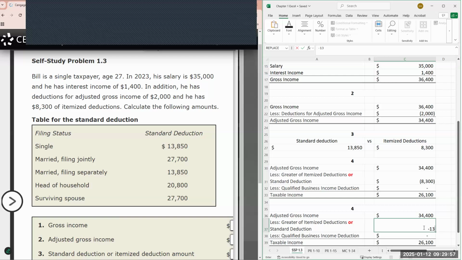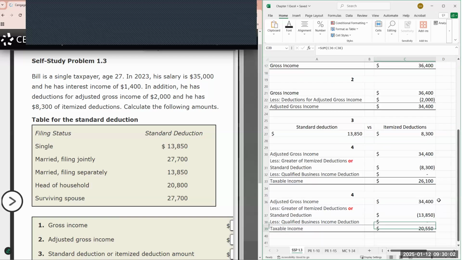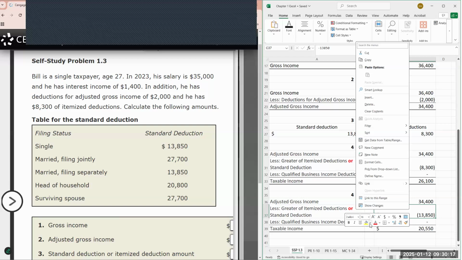If he takes the standard deduction, now we see that the taxable income is only 20,550 in comparison to 26,100. So he basically gets to keep about $5,000 more of income. Which one do you think Bill is going to choose? Bill is obviously going to choose to claim the standard deduction.